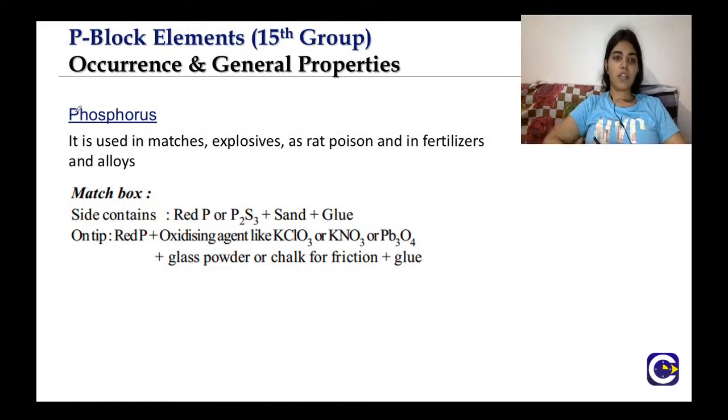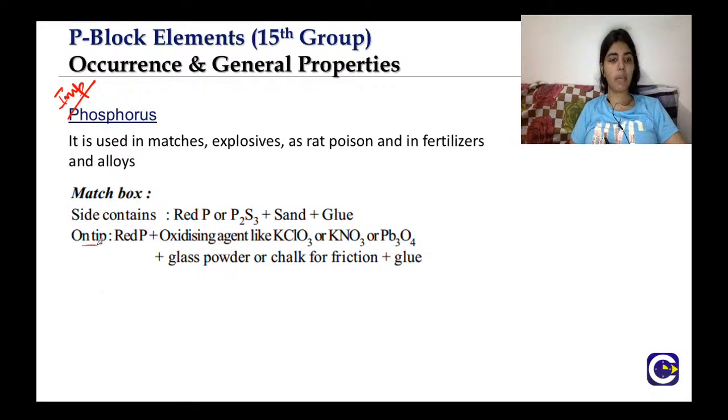Now this one is also very important. It is used in matches, explosives, rat poison, fertilizers, and also in phosphorus alloys. On the matchbox, its side, the red part which you strike, contains red phosphorus or P2S3 and sand and glue.